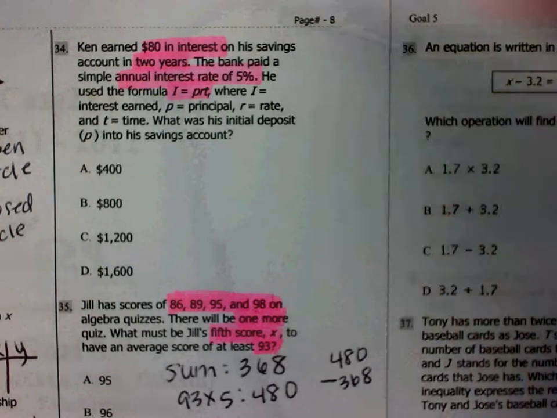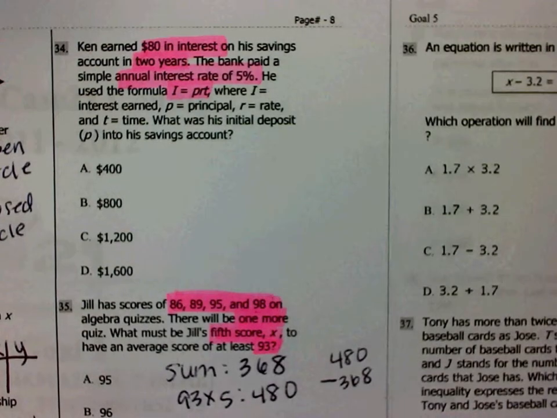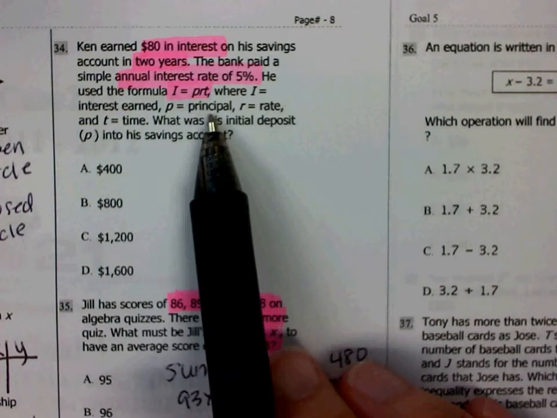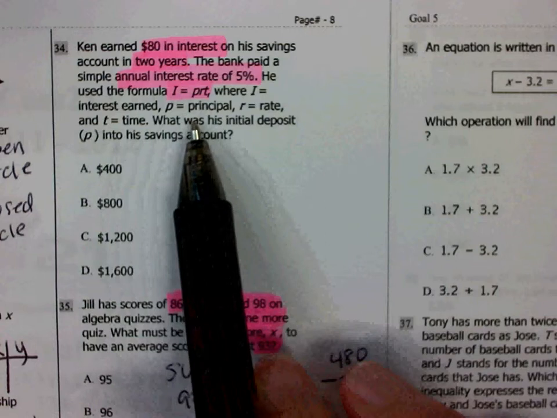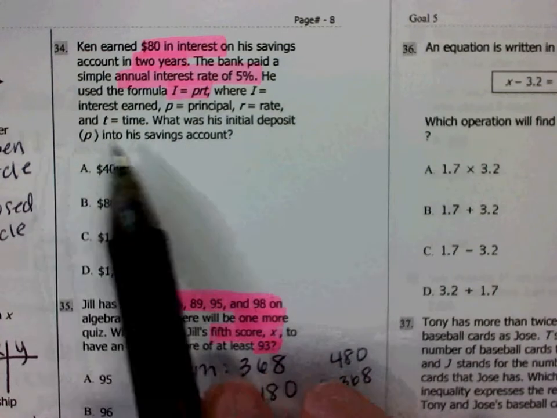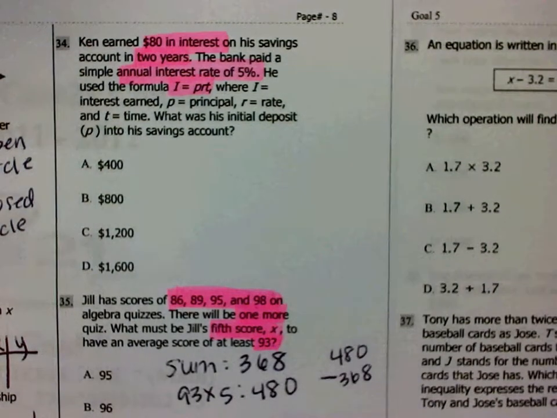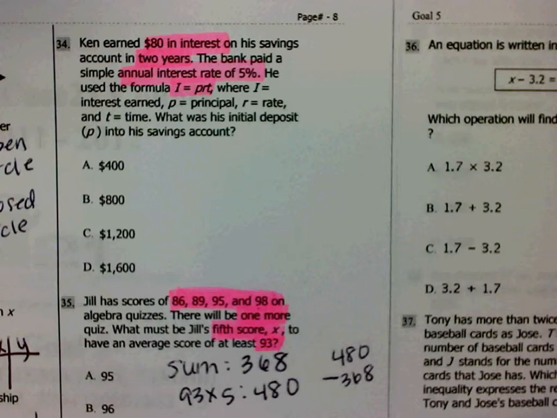He used the formula I equals P times R times T, where I equals the interest earned, P equals the principal, R equals the rate, and T equals the time. What was his initial deposit, P, into his savings account? On the EOG, they may or may not give you that formula. Even if they give you the formula, you still need to understand what each of the values mean.